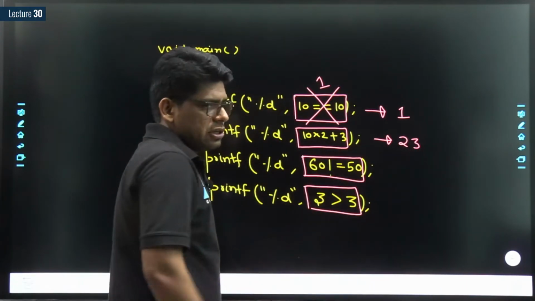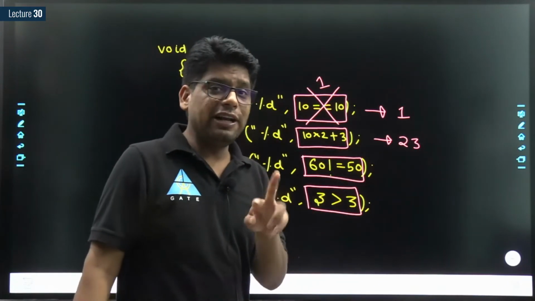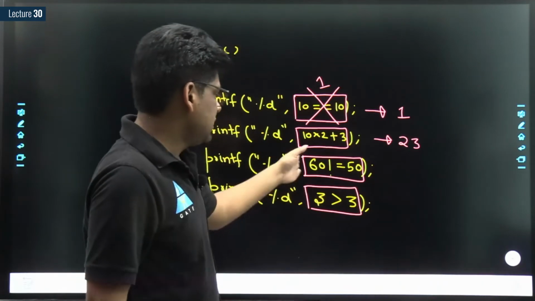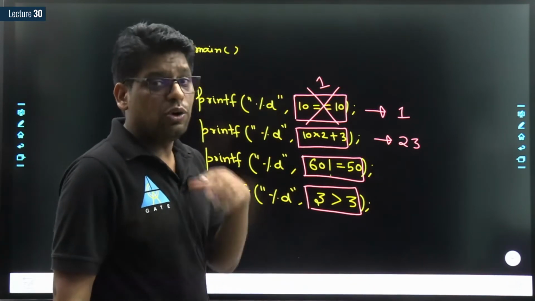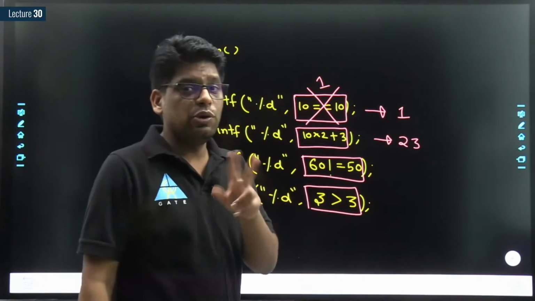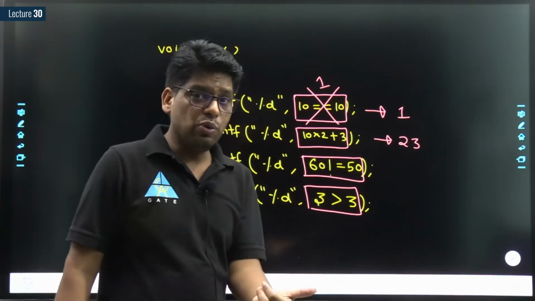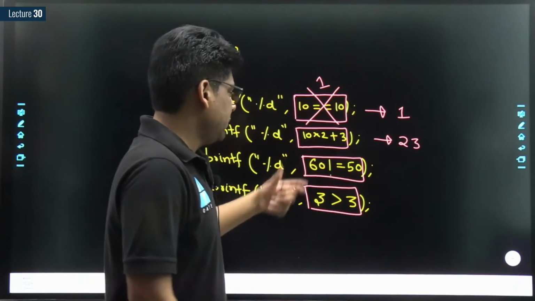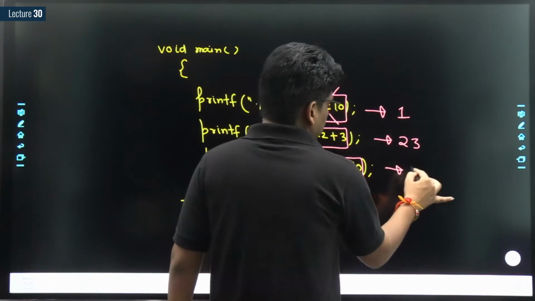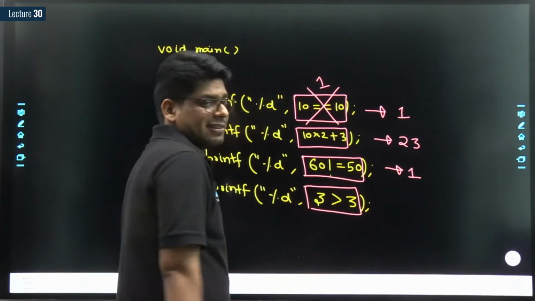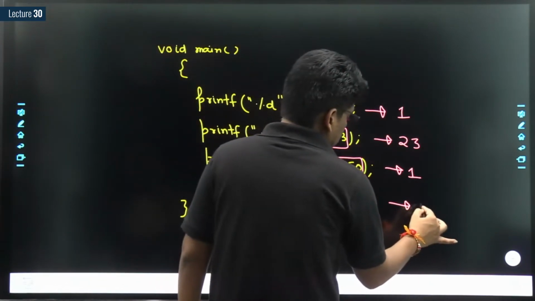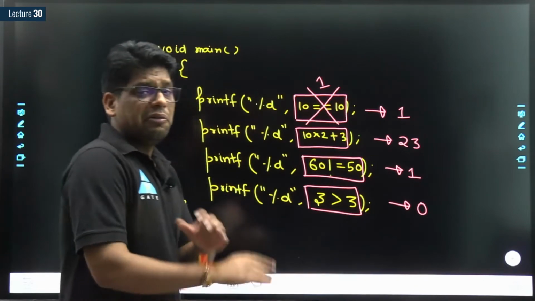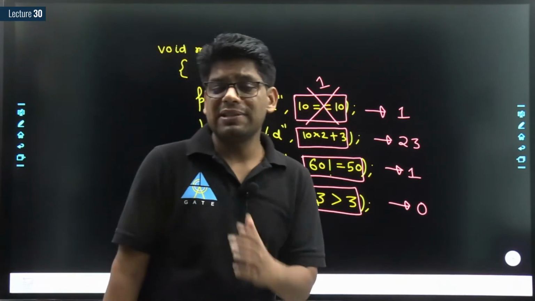Sir, 60 is not equal to 50. Is it true that 60 and 50 are different? Yes, sir, it is true. That means this statement is true. So, what is the result? Sir, the value or result or output of every relational statement is 0 or 1. It is 1 if the statement is true. So, the statement is true. That's why the output would be 1. Sir, what about this? This statement is false. Then that's why the output would be 0. So, sir, we get to know what is an expression.